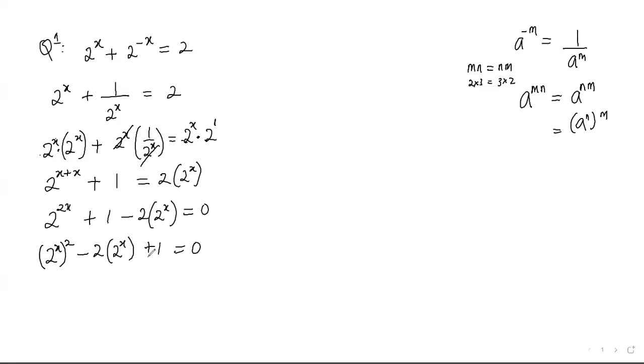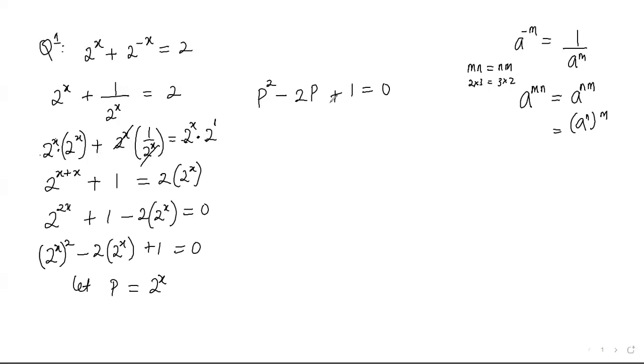Now, this is looking like a quadratic equation, right? But if it's not really looking like a quadratic equation to you, I'm going to say let p be equal to 2 to the x. So that this now becomes p. And this has a square, so it's going to be p squared minus 2. And this 2 to the x here is p. So there becomes p here, then plus 1 equal to 0. Now, this is a quadratic equation.